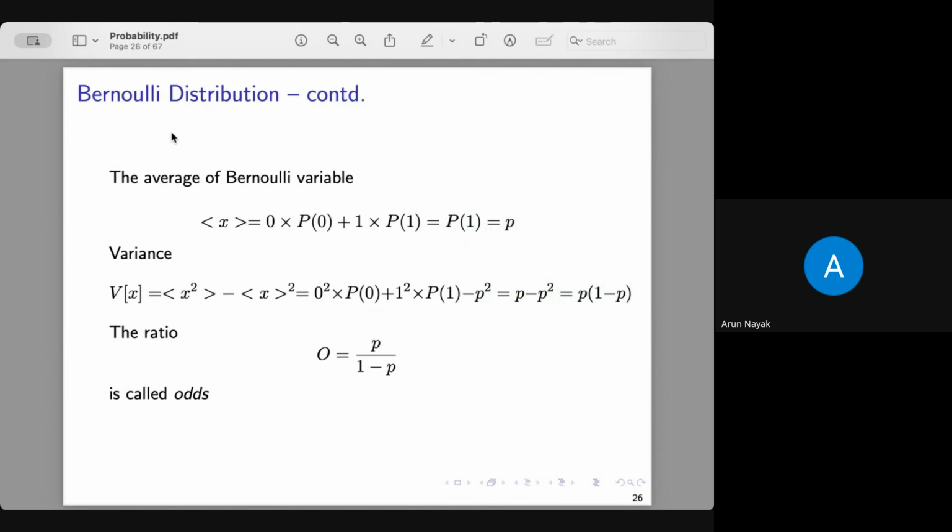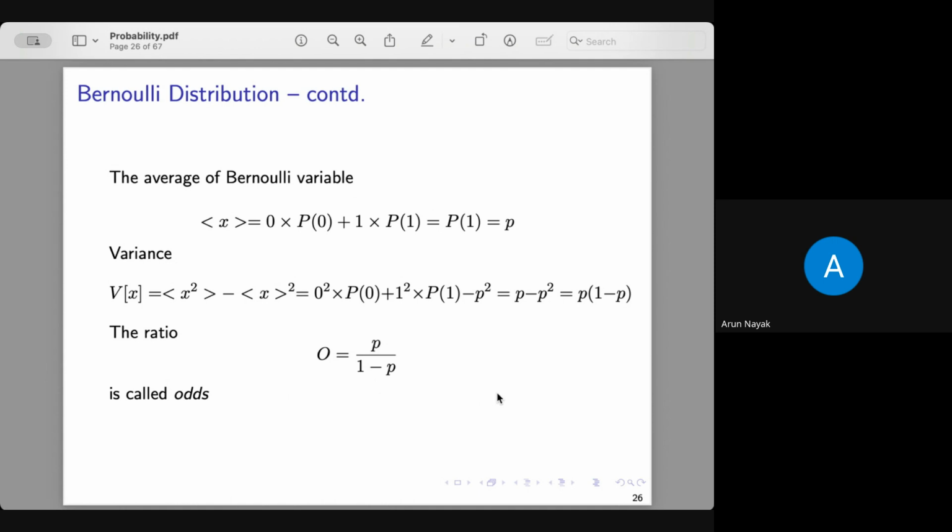From this distribution we can also calculate the average of the Bernoulli variable. The average will be 0 times p of 0 plus 1 times p of 1. That's basically p of 1, that's p. Similarly, the variance will be p times 1 minus p. And the ratio of p by 1 minus p is usually called the odds.